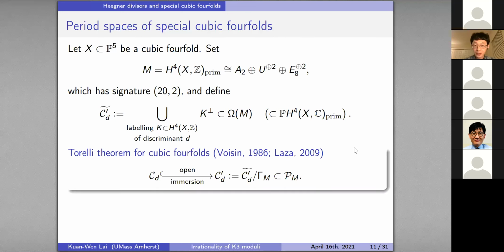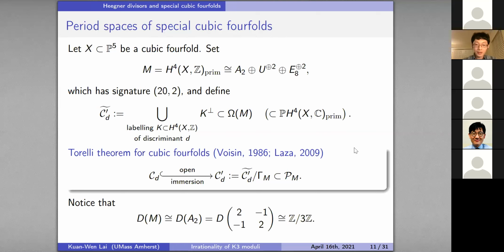And it's a famous theorem, the Torelli theorem for cubic fourfolds, proved by Voisin, and later some details given by Laza, that the moduli space of cubic fourfolds of discriminant D admits an open immersion into this quotient, the quotient of the CD prime tilde above by the monodromy group on this period domain. Yeah, we have this open immersion. So in particular, this tells us that if we want to estimate the degree of irrationality of CD, it's the same as estimating the degree of irrationality of this CD prime.